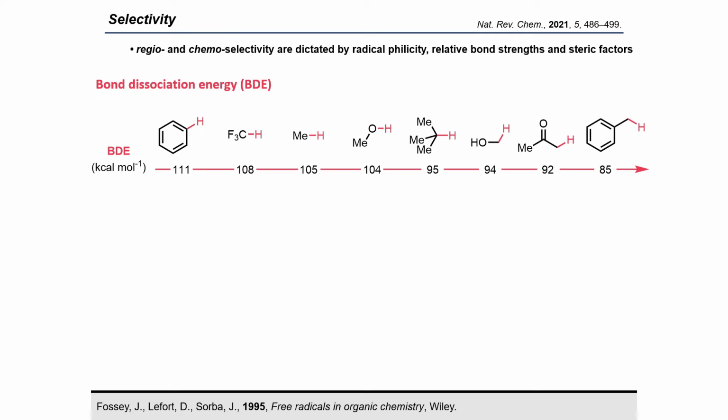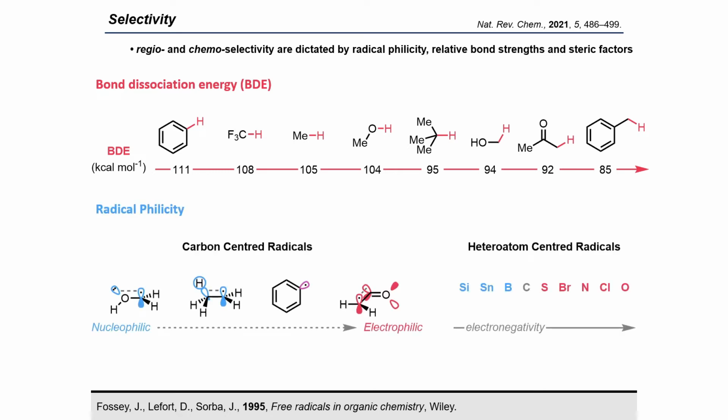And looking at this scheme, the trend in bond dissociation energies correlates well with the factors that we've already considered that are known to affect radical stability. For example, on the left-hand side, sp2 hybridized orbitals are generally less stable than the sp3 orbitals, whilst electron donation, withdrawal, and conjugation all stabilize the unpaired electrons. In terms of radical philicity, radicals can display both nucleophilic and electrophilic characteristics, depending on the surrounding electronic structure.